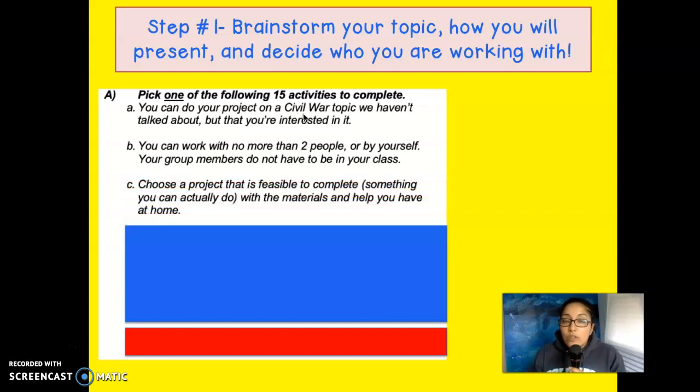You should choose a project that is something you can complete at home. Feasible means something that you can actually do at home with the materials you have or the materials that your family can get. Do you have to spend any money on this project? No. You could do this project 100% from the internet using pictures and information that you Google on a PowerPoint presentation. You don't have to buy anything.